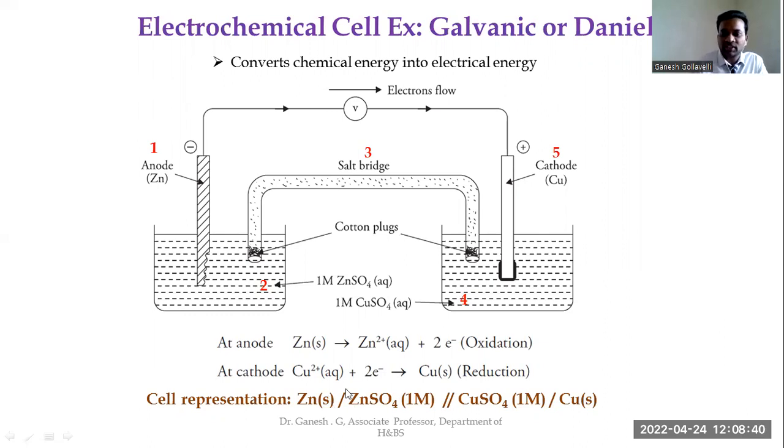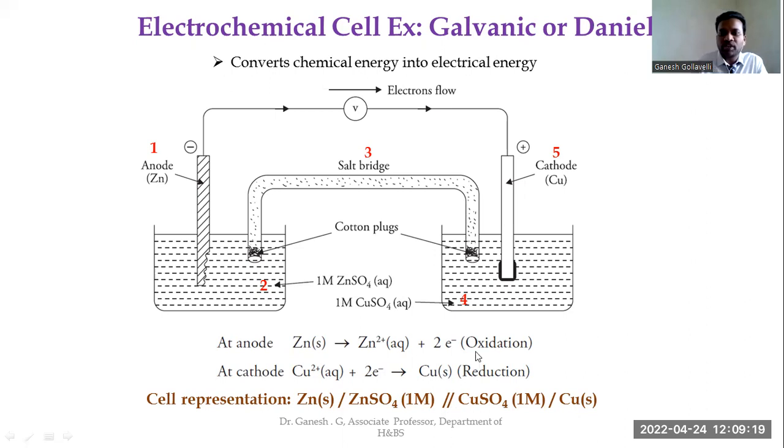After that, you have to write a vertical line or a slash. The second component is the zinc sulfate solution, 1 molar zinc sulfate solution. That you have to write down, with its concentration in brackets, that is 1 molar. After writing the anodic compartment, we have to write the salt bridge, because here the salt bridge connects the other half cell. The salt bridge is usually represented with 2 vertical lines. This is the third component here.